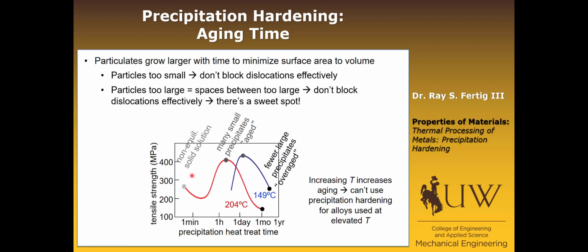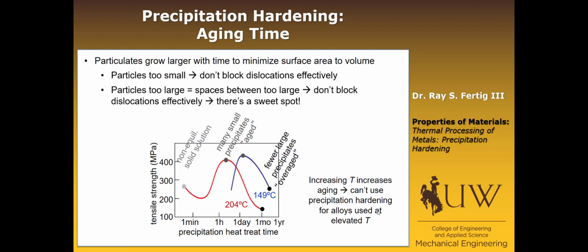And that's what this graph is showing you. This is precipitation heat treat time versus the tensile strength of your part, and you can see that early on we increase the strength as the precipitates form, and there's lots of small precipitates. We call that aged. But as we continue to proceed along that process, the strength actually decreases as the particulates grow, and we refer to that state as being overaged.